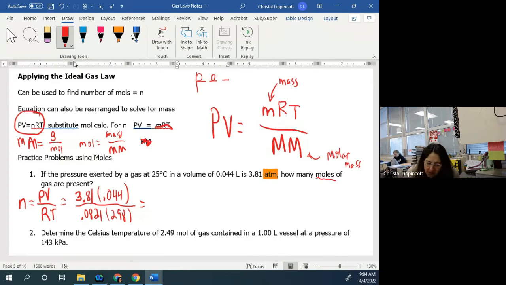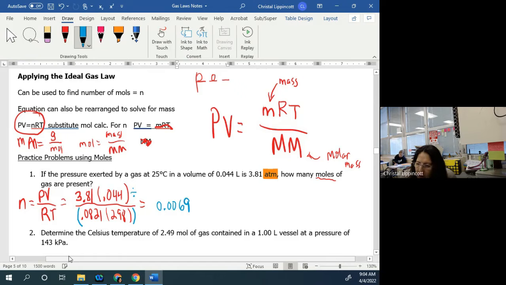All right. Let's see if on your calculator you can end up with the right answer. Remember, when you put this in your calculator, you're going to hit divide here. When you come down here, you need to begin a parentheses so you can multiply these together, and then hit equals. So your answer here should be 0.0069, and that's going to be moles of gas. We don't know what gas it is. Okay? Questions?